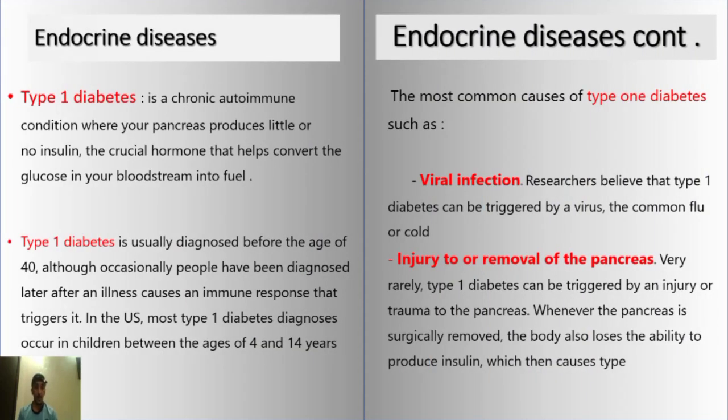Type 1 diabetes. It's a chronic autoimmune condition where your pancreas produces little or no insulin, the crucial hormone that helps convert the glucose in your bloodstream into fuel.